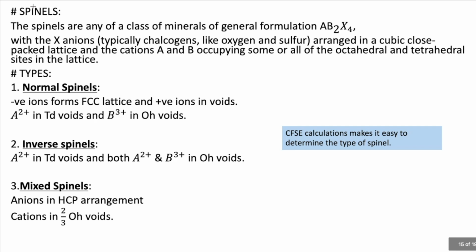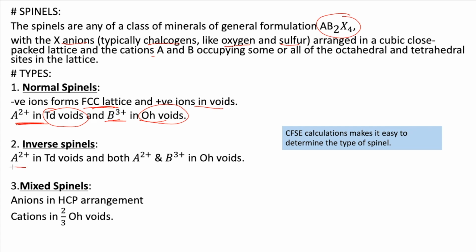Now the next thing is spinels. Spinels are any of a class of minerals with the general formula AB2X4, with X an anion, typically from the oxygen family, like oxygen or sulfur, arranged in a cubic close packed structure, and cations A and B occupying some of the octahedral or tetrahedral sites. What are normal spinels? If the negative ion forms an FCC lattice, positive ions are present in the voids. What are those voids? A2+ is present in tetrahedral voids, whereas B3+ is present in octahedral voids.